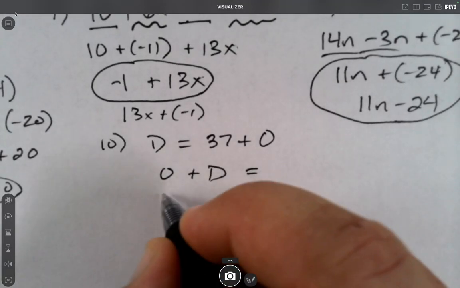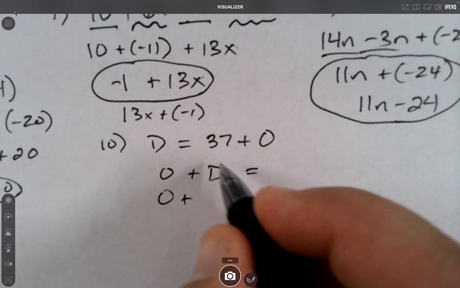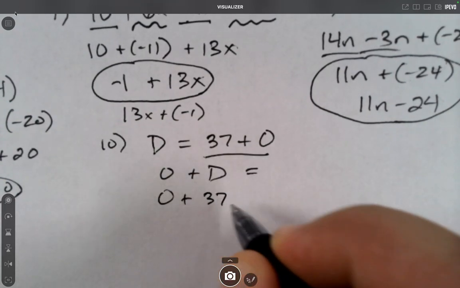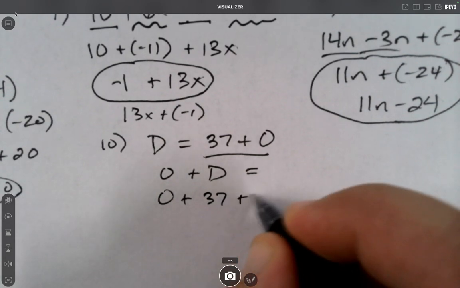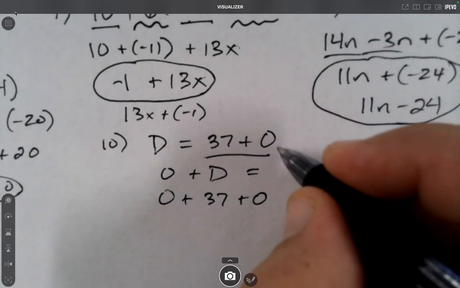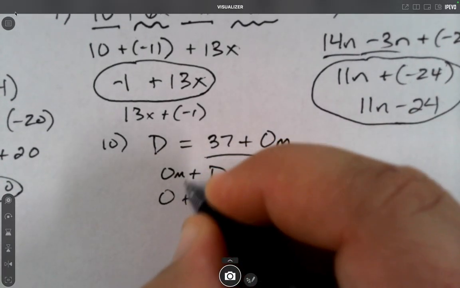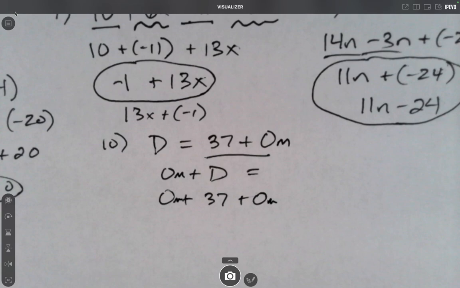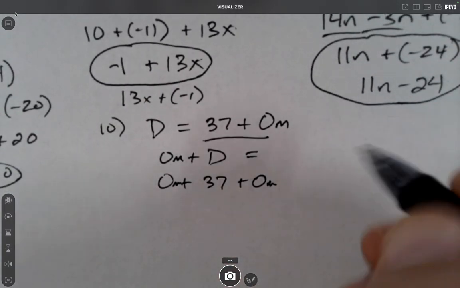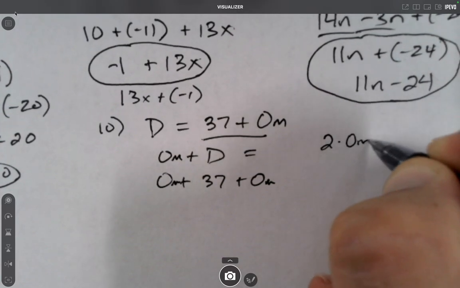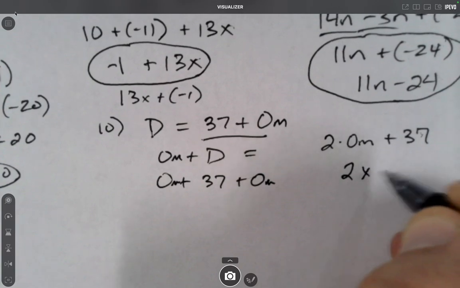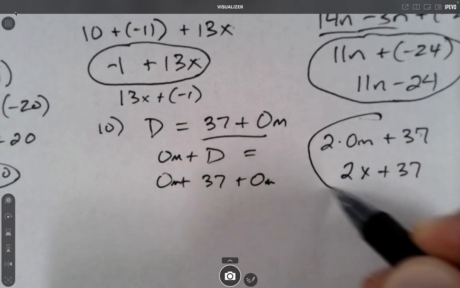So I'm going to replace the D with this right here, because I know that the number Debbie has is equal to the number Omar has plus 37. And sorry, this downside of doing an O for Omar, it looks like a 0, so I'll make it like this. For Omar, O-M. So we can combine these two Omars together. Say 2 times Omar plus 37. Or you could have just used X for Omar and said 2X plus 37.